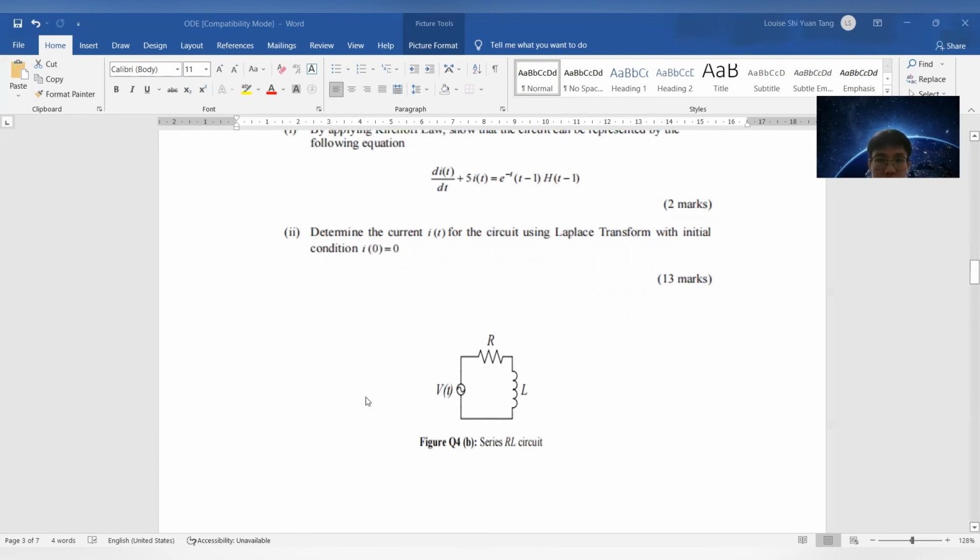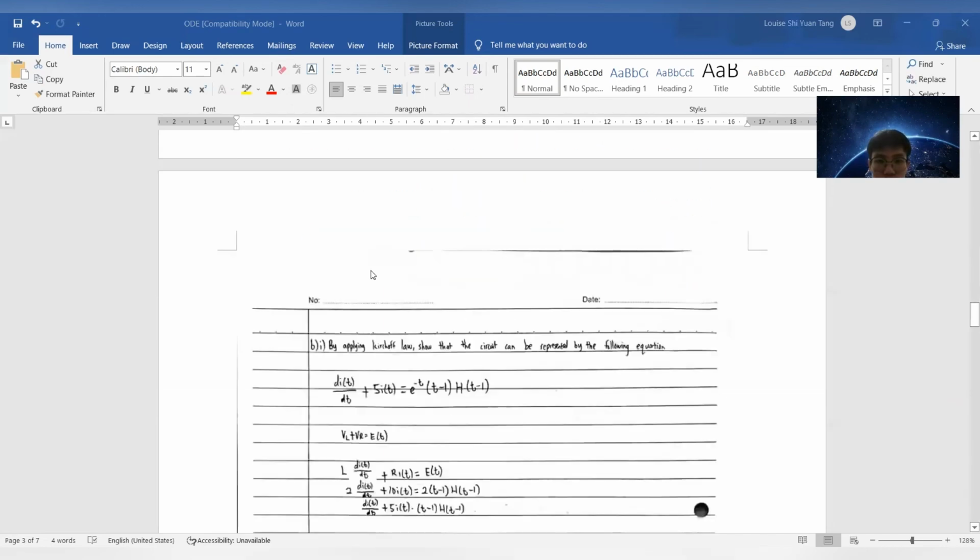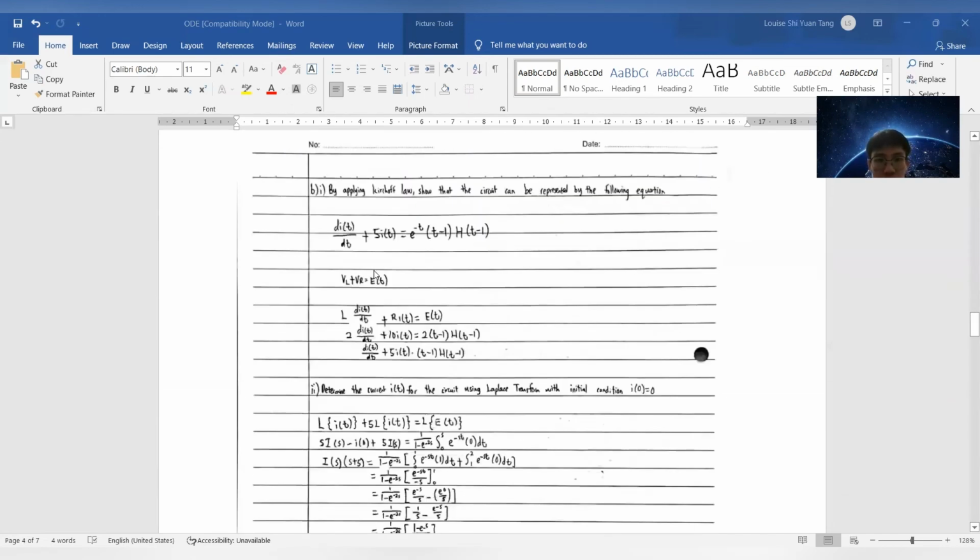So this one is the circuit, and the second one is the current. We need to determine the current for the circuit using a Laplace transform with the initial condition I(0) equals 0. So this one is the calculation for B1. We will get the final answer: di/dt plus 5i equals e to the power of negative (t minus 1) h(t minus 1).